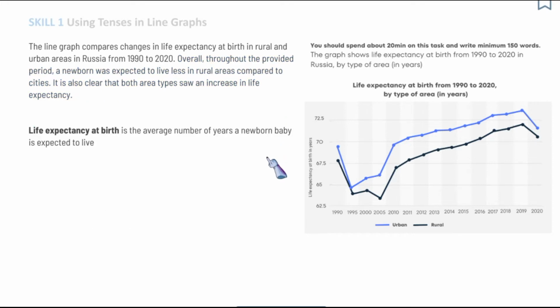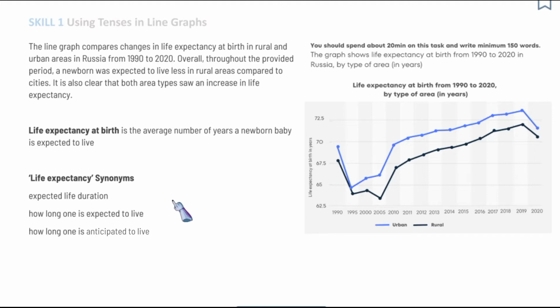In this graph we are dealing with life expectancy. And what is life expectancy at birth? Well, this is the average number of years that a newborn baby is expected to live. It is always a good idea to use synonyms. So which synonyms can we use here? Well, we can say something like expected life duration. This is a direct synonym.